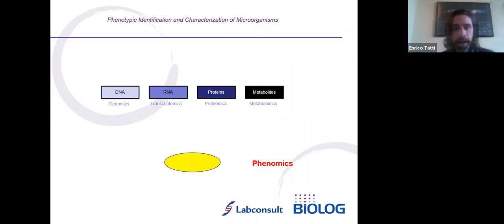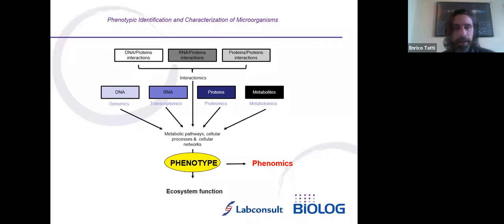And this complexity is depicted in these slides. We see that the phenotype is the effect of DNA, RNA, protein, and metabolites, but also the interaction between all these elements. And this is a new science that is called interactomics that studies this. So it's all very, very complex. So the phenotype per se is also a complex thing to study. And that's why an angle such as phenomics, or the phenotypic approach, may be very useful, because it allows us to see all the downstream effects of all these interactions. These downstream effects can be visible, for example, in metabolic pathways, cellular processes, or cellular networks.